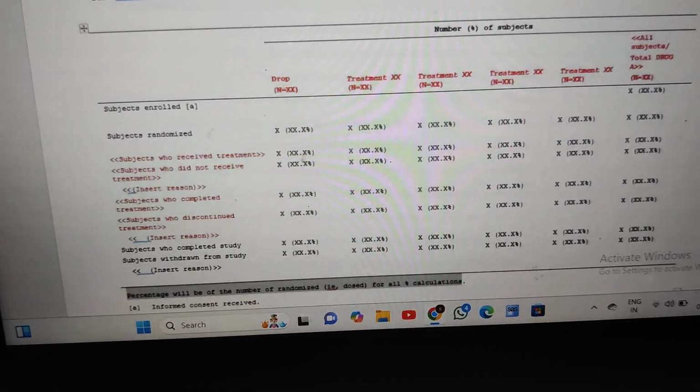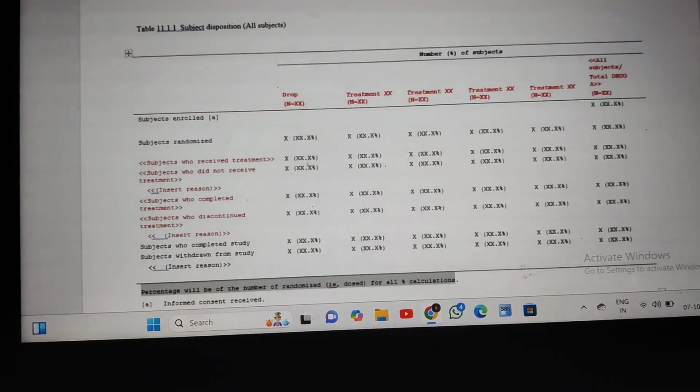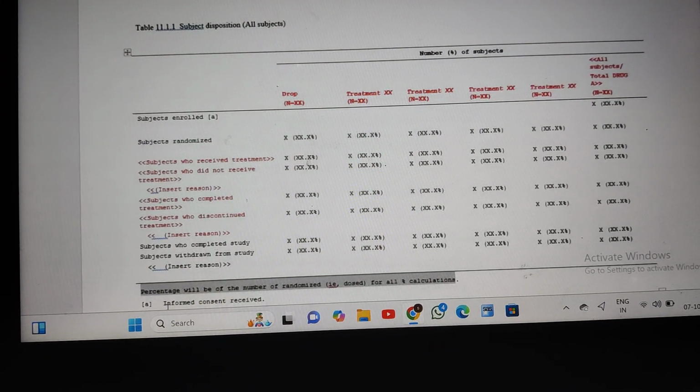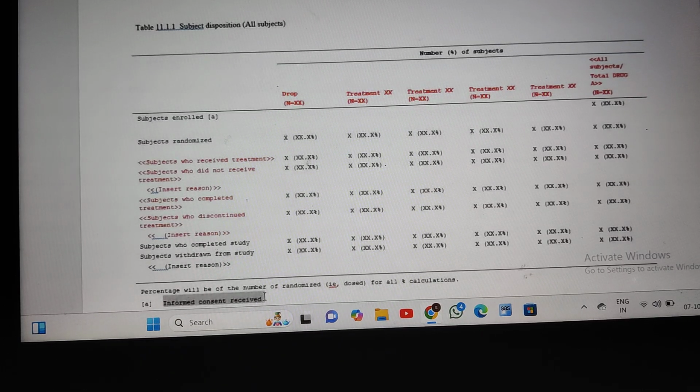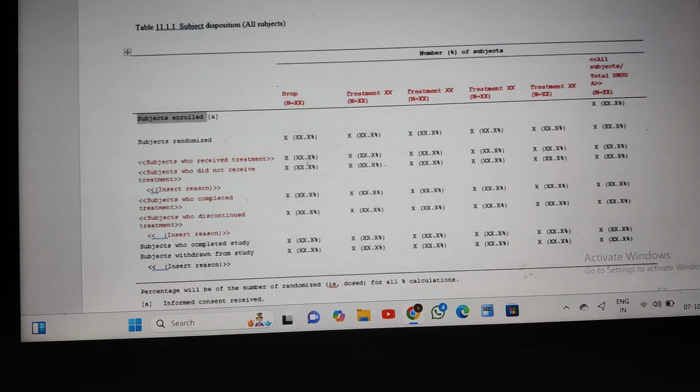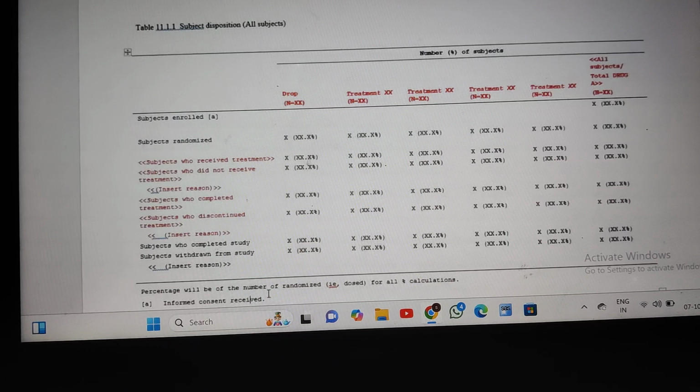And then in the footnotes they can mention some abbreviations. For example, for subjects enrolled, in the bracket, A means informed consent received. An enrolled subject is nothing but a subject who has signed the informed consent. That subject we can call an enrolled subject. Why do we put this in the footnotes? Because the people reviewing this table or output, such as the FDA reviewer, regulatory authorities, the sponsor, or some other person, might not be aware of everything. That's why we need to provide the proper information for the particular table.